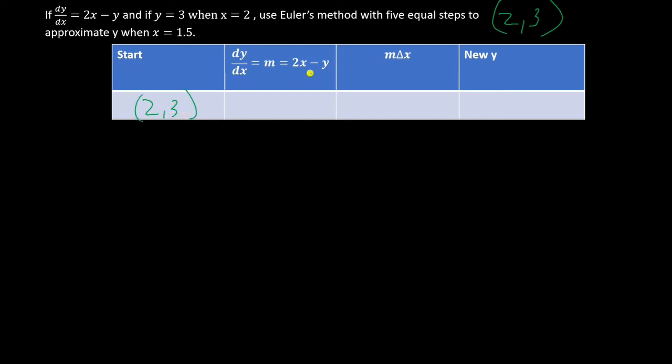Use the differential equation now to find the slope at that point. So at this point, it's going to be 2 times 2 minus 3, which is 1. And then, since we're starting at x equals 2, and we want to approximate x equals 1.5.